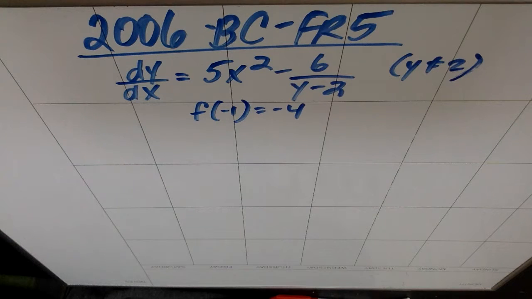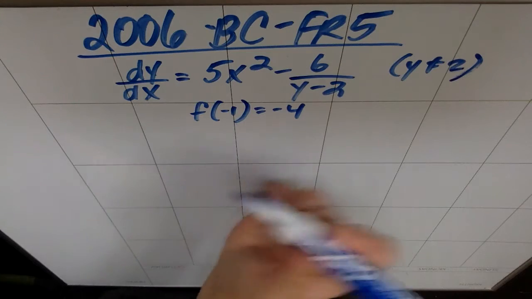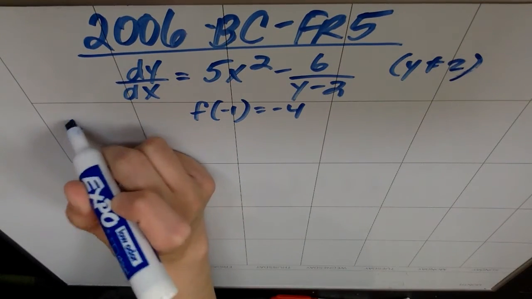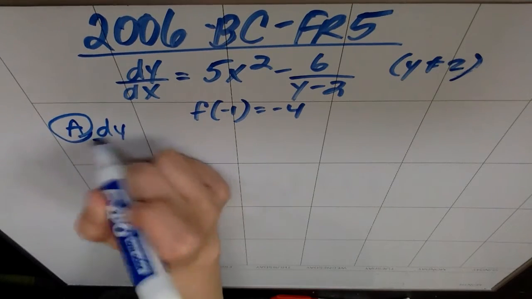Cool, moving on. Part A: evaluate dy/dx and d squared y/dx squared at (-1, 4), which is the point that we were given. Before you do anything else, you might as well plug in the negative 1 and the 4 and just find dy/dx at this point. That's the easier thing to do, so I'm going to start with that. Pick the low-hanging fruit first.